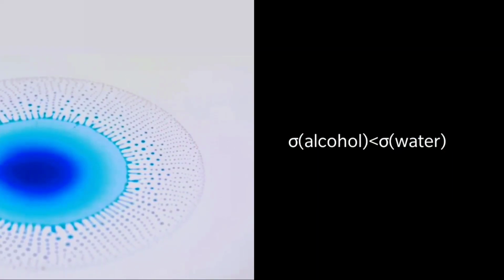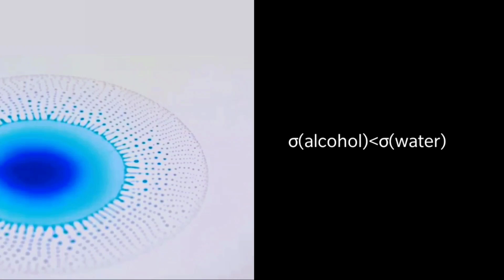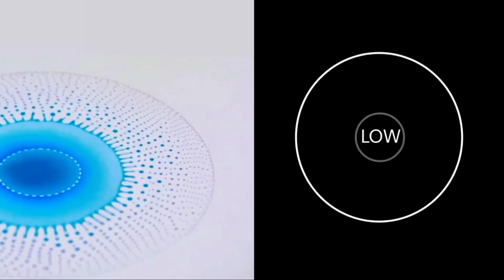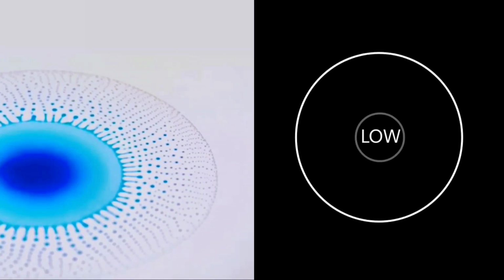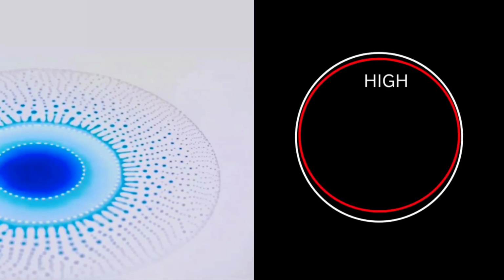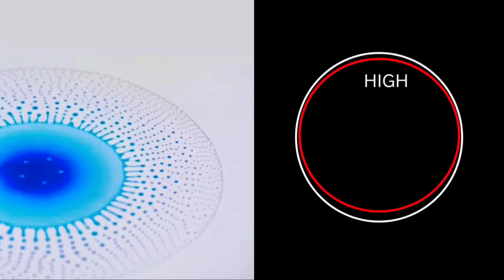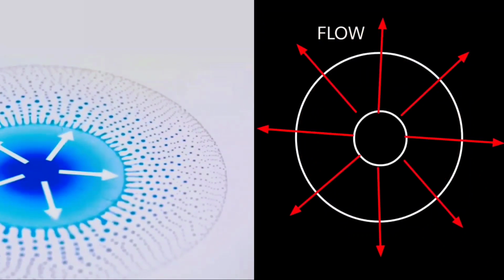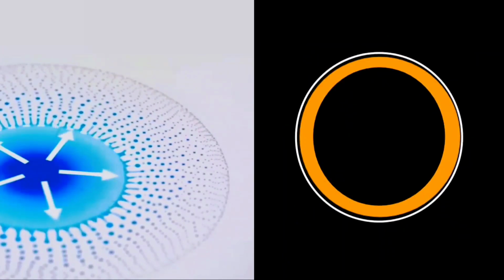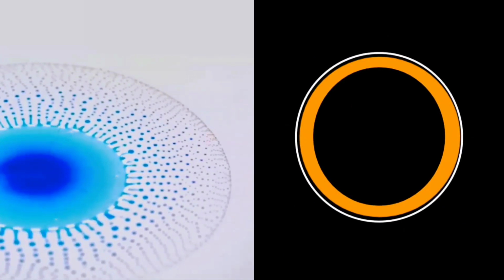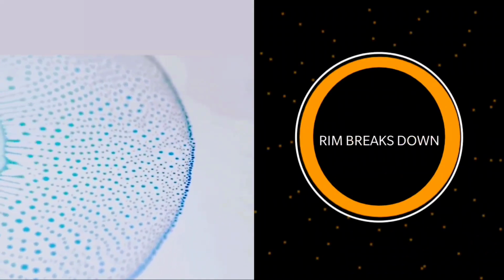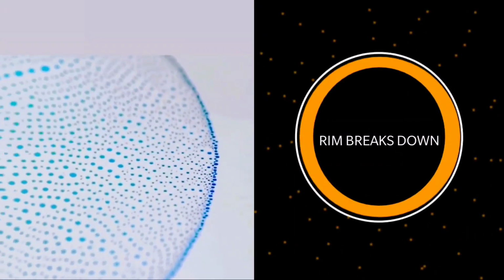In the simplest terms, the surface tension of alcohol is lower than that of water. The surface tension is low at the center and high at the edge of the drop. The difference in surface tension generates a flow from the center radially outwards. Liquid gathers at the edge of the drop, creating a rim. The breakup of this rim results in the ejection of droplets.